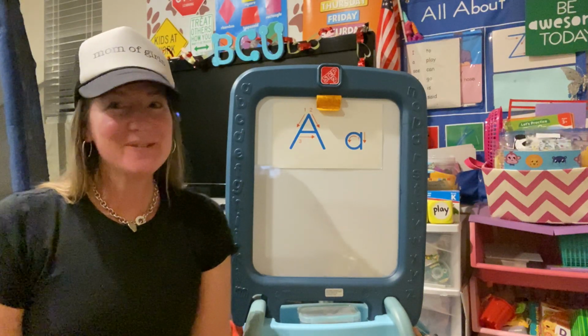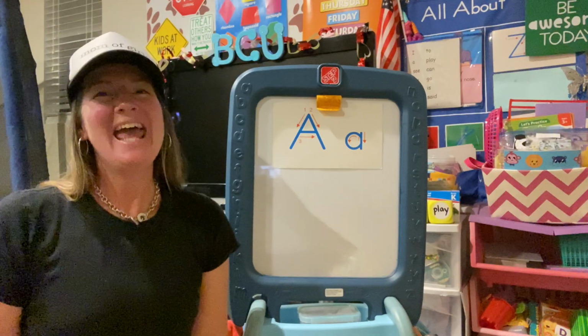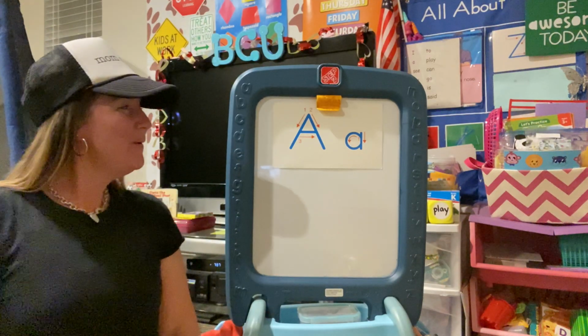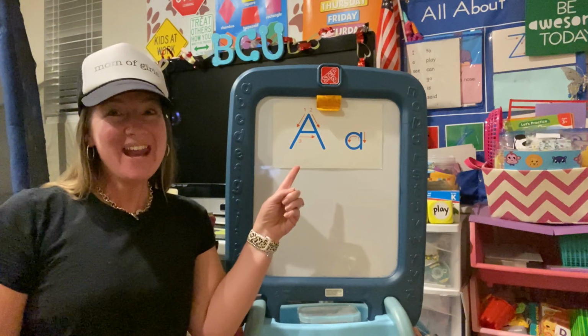Hello there, Panda Bears. Raise those panda paws. It is time for a mini lesson. And today we are going to be learning about and practicing the letter. Shout it out. What letter is it?